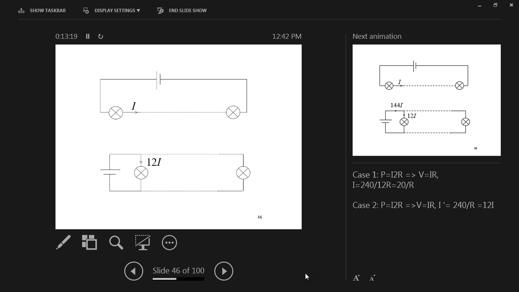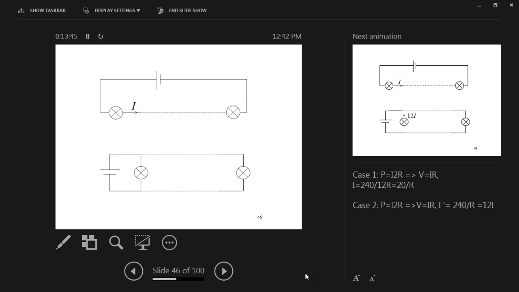Let's recap. The light bulbs can act like resistors. So when they're in series, this 240 volts is spread across each one of them, which means each light bulb only has 20 volts. Whereas when they're in parallel, each of them has 240 volts. You can use V equals IR to find the current. And you find that the current here, since they have the same resistance in both cases, must be 12I, which is much larger.